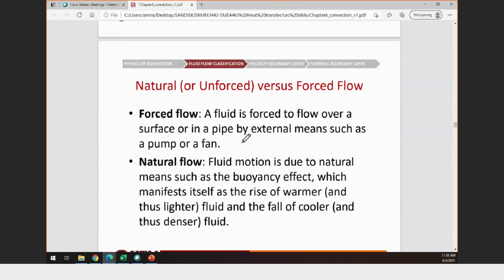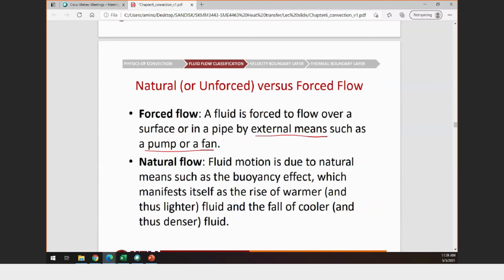Forced flow and natural flow is another type of flow. Forced flow means that there is an external means, such as a pump or fan, used to force the fluid to flow. Also, when you blow the air, basically you are introducing a forced flow, even if it's not very strong, but still it is a lot higher compared to the natural flow. And what is the natural flow?